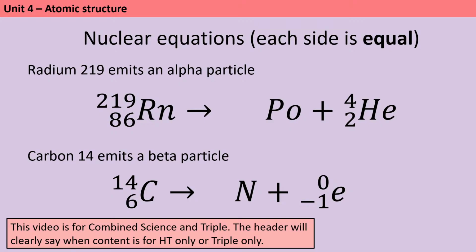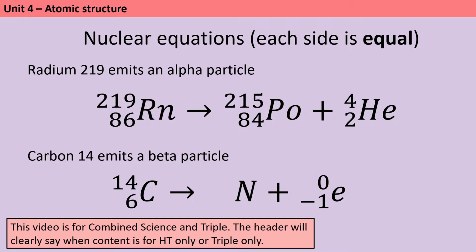Radium-219 has a mass of 219 and the alpha particle has a mass of 4, so therefore polonium must have a mass of 215, because the two sides of the equation have to add up to be the same as each other. And then likewise, radium has an atomic number of 86 and the alpha particle has an atomic number of 2, so therefore polonium must have an atomic number of 84, and I can tell that even without my periodic table.